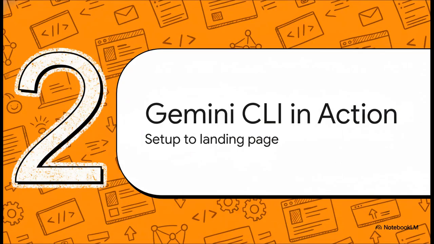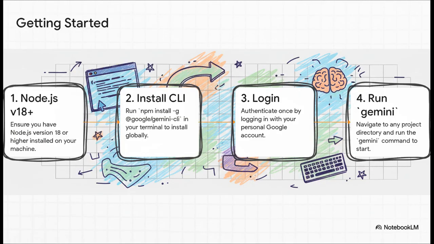All right, enough about the features. Let's see what this thing can actually do. We're going to walk through a real-world example right from installation all the way to generating a complete functional web page. Getting up and running is ridiculously simple. I mean it. If you have Node.js, it's just one command in your terminal to install it. You log in once with your Google account, and that's it. From then on, you can just pop into any project folder, type Gemini, and you're ready to go. It's designed to be totally frictionless.